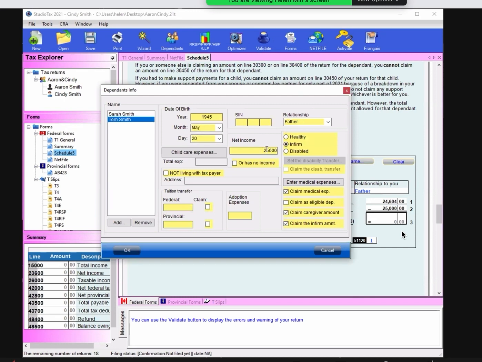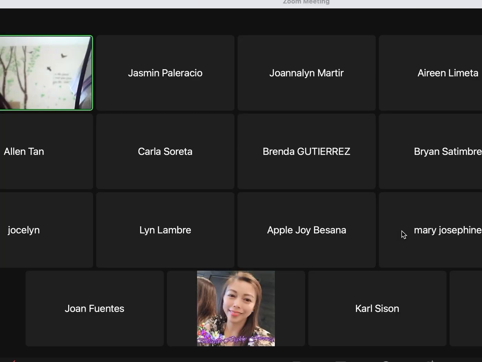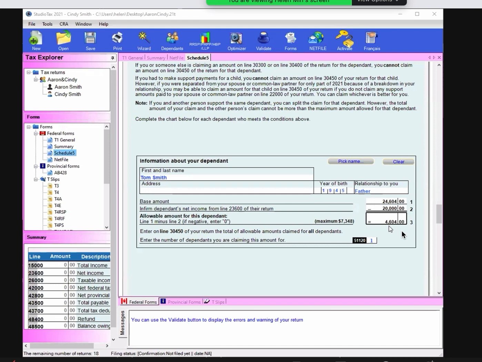He's 25, but if it's 20, let's see how much he gets. The credit is 4,000, because 24 subtract the 20 is 4,000. The maximum is 7,000.